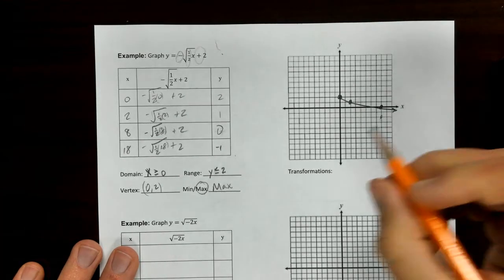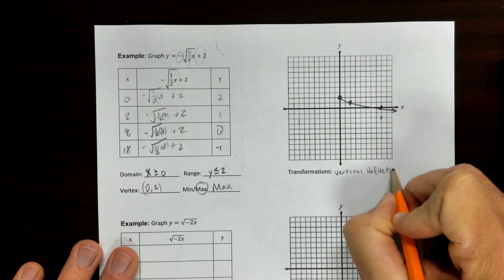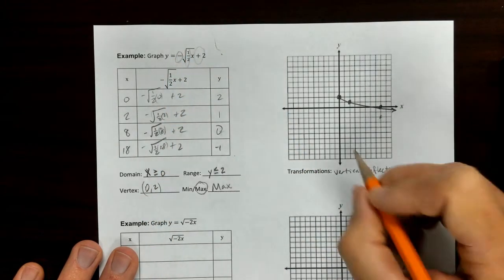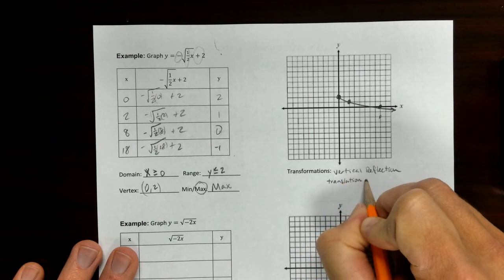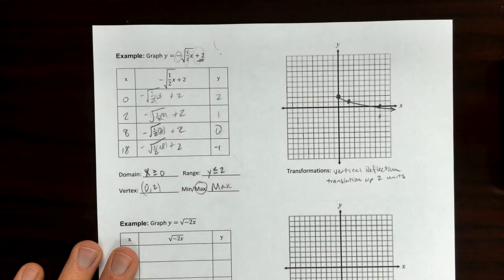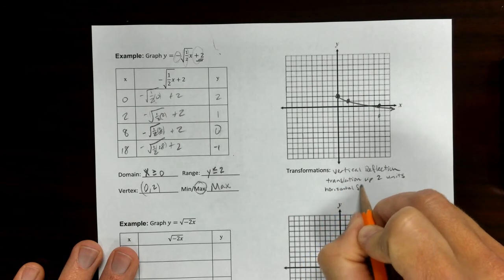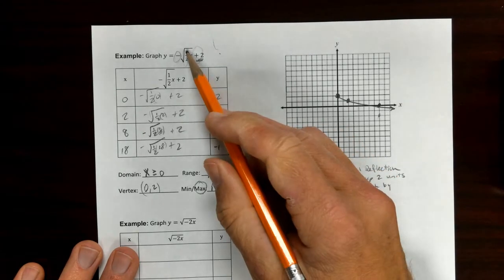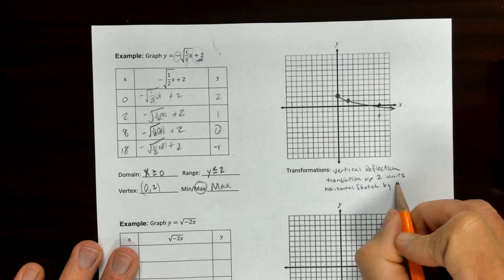Transformations that took place, we had a vertical reflection. Okay, vertical reflection because of this sign outside the radical. We had a vertical shift up, so translation up 2 units because of that puppy right there. And then we had a horizontal stretch by factor of 2 because it's 1 over b. Well, b is 1/2, so 1 over 1/2 is 2.